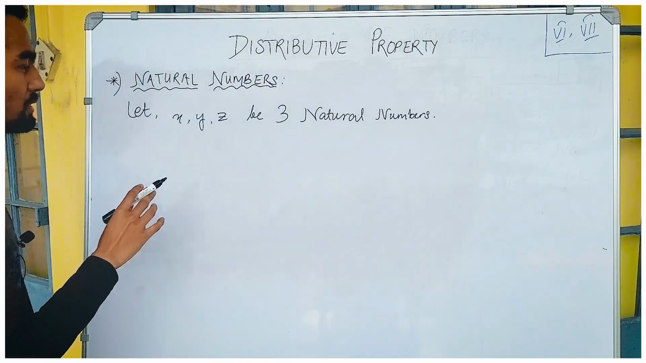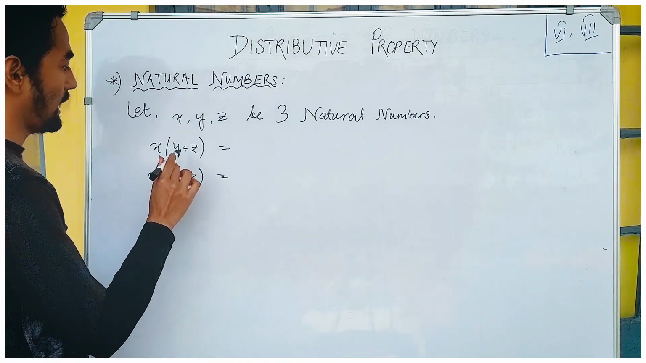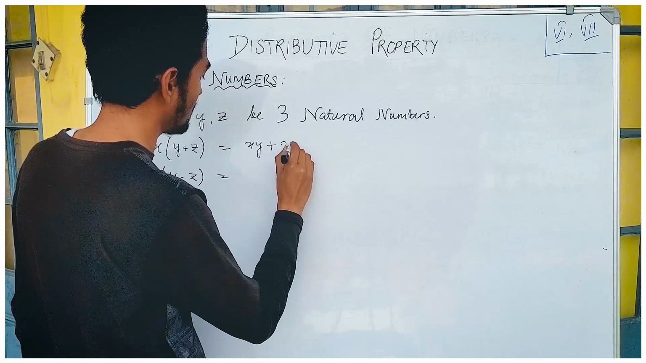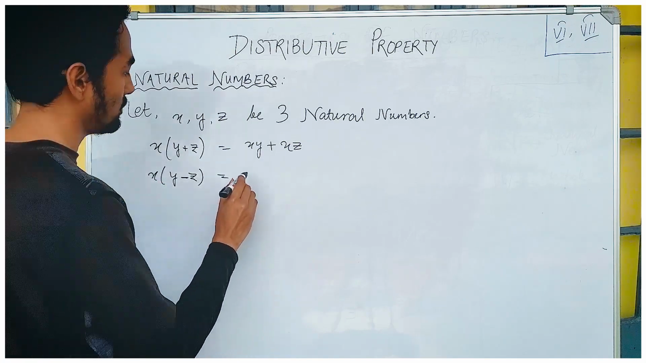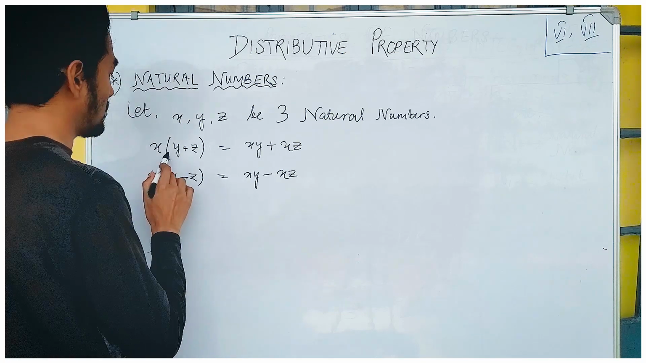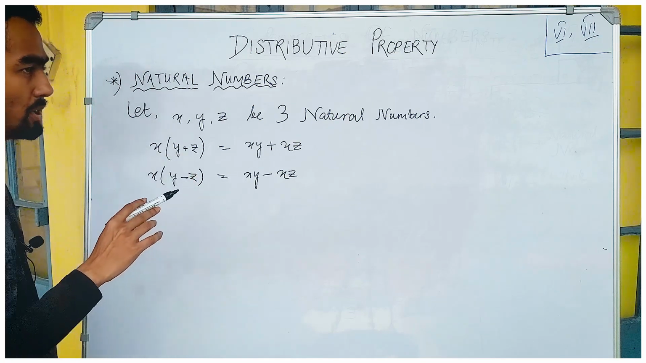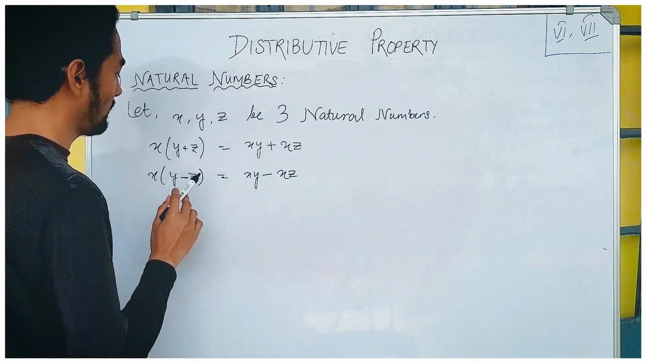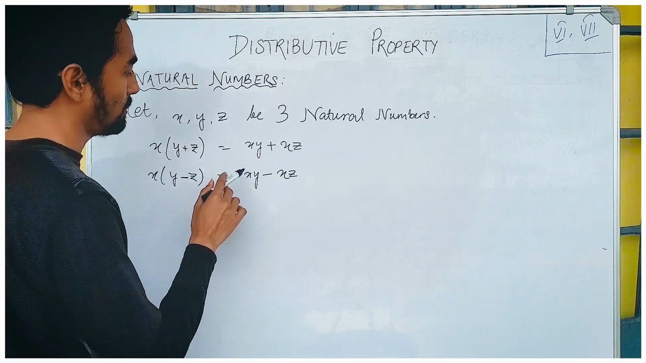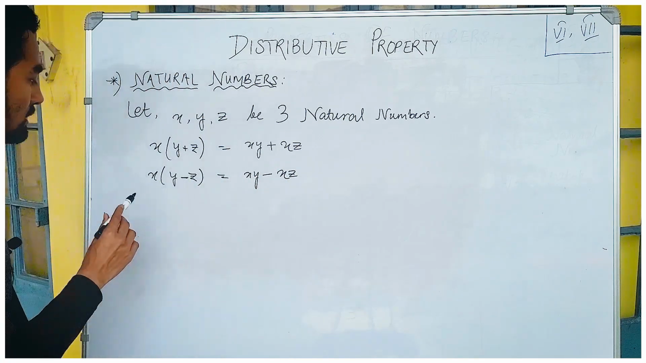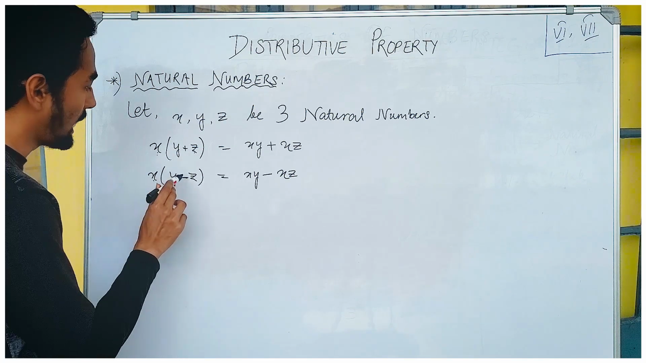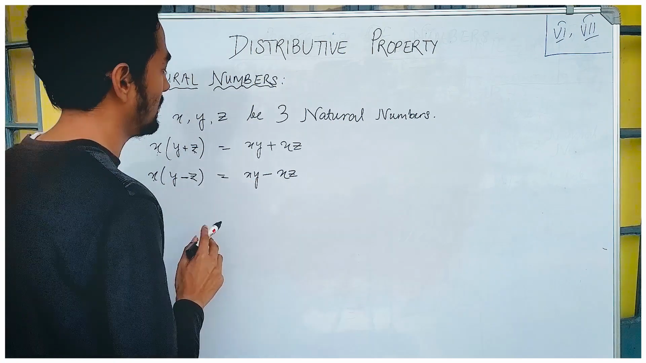So according to the distributive property, we can write, and this holds for both addition and subtraction, as you can see: x into (y plus z) gives you xy plus xz, and x into (y minus z) will give you xy minus xz. So this is the distributive property, very simple. Whenever you get three numbers in the form x into (y plus z), you can break it down as xy plus xz. If you get three numbers in the form x into (y minus z), then you can break it in the form xy minus xz. That is, x into y plus x into z, and here x into y minus x into z. That's what we have written here.